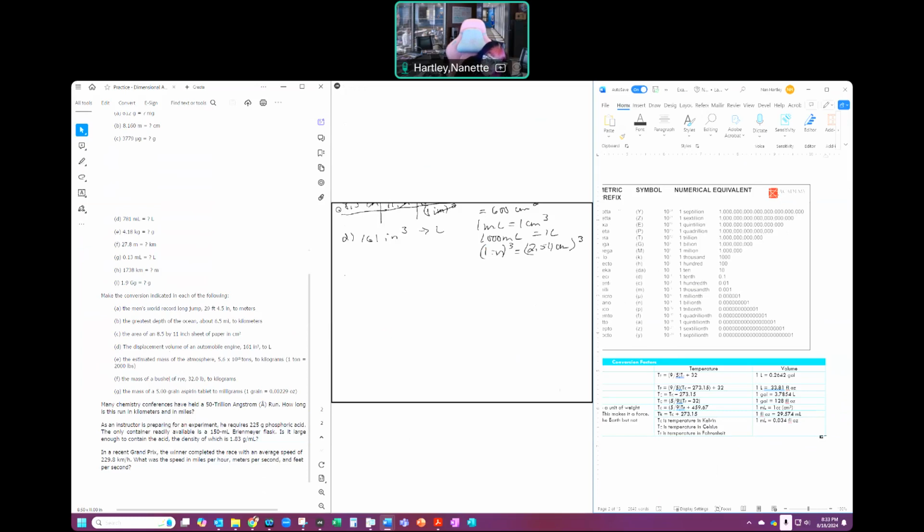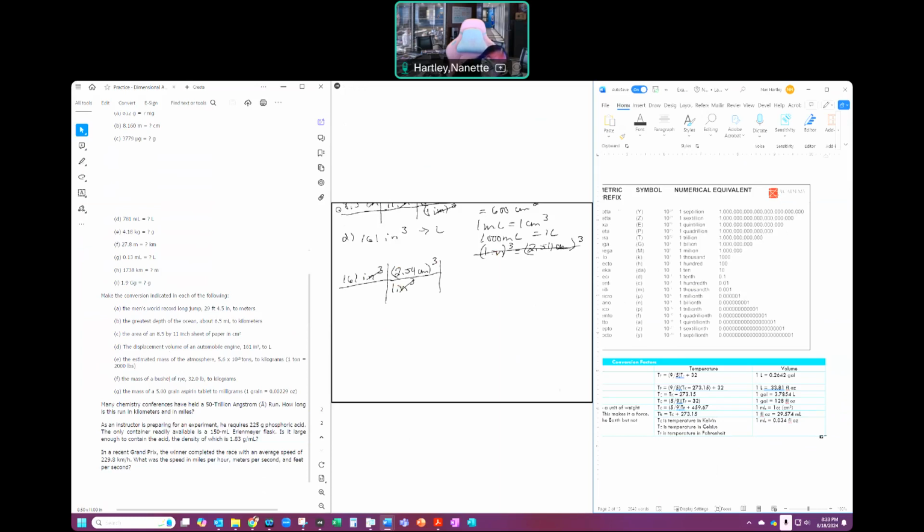So I know I have 161 inches cubed. That's where I started. So I know I've got that. I know that 1 inch cubed, which is what I have right here, goes on the bottom. If that goes on the bottom, then I have 2.54 centimeters that is cubed on the top. I don't have to do it first. I can do it here like this. That's fine. So now I'm taking care of this unit. And that got me to centimeters cubed.